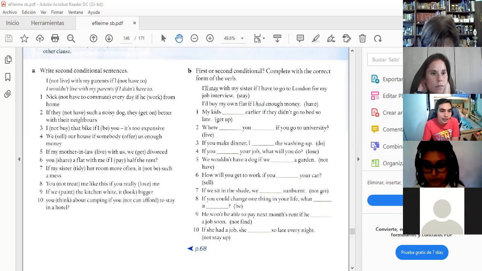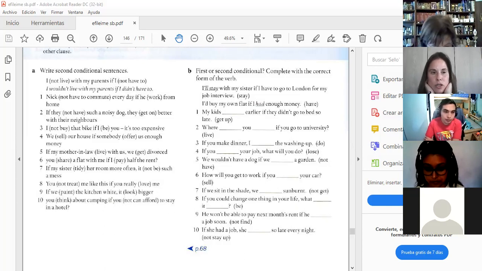I wouldn't buy that bike if I were you. It's too expensive. Excellent. I wouldn't buy that bike if I were you. It's too expensive. Very good. Lucas, number 4, sorry.